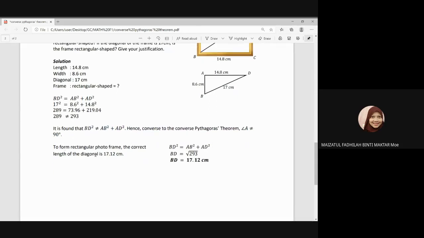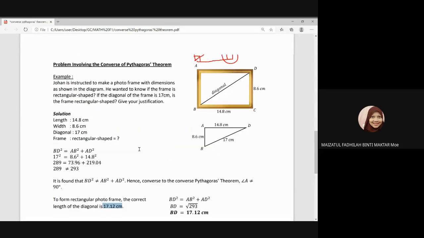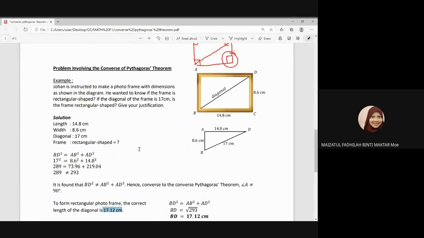So to form the rectangular photo frame, the correct length of the diagonal is 17.12 cm. How do we get it? It means AB square plus AD square. Just now you got 293, right? So to find BD only, the power of 2 is brought to the other side and it becomes the square root. So BD equals 17.12 cm, which means the correct diagonal should be 17.12 cm. It's not 17. Then we will get exactly the frame in a rectangular shape.